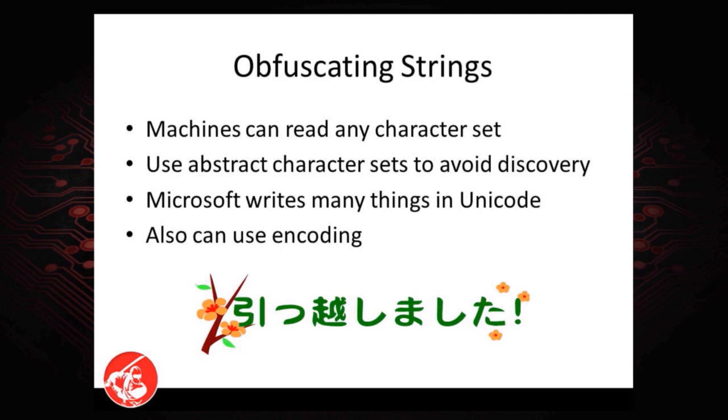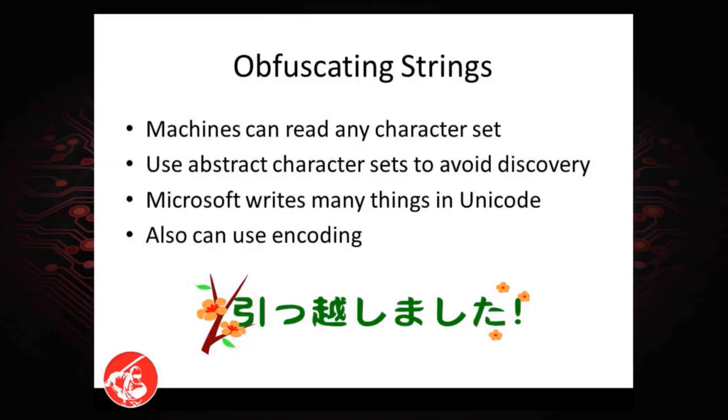Obfuscating strings. We do this in case they do detect our data. Well, let's obfuscate it. Machines can read any character set. So we can use abstract character sets to avoid discovery. Anybody ever look at the font Wingdings? This is an example of an abstract character set. Microsoft has many things in Unicode. Lots of times Unicode will get past a lot of the monitors or defenses. Usually not today, because most people have seen so many Unicode attacks, directory traversal for one, they won't allow it through. But again, we follow a structured methodology and process. We try everything and find what works, we document what works, and we come back to it.